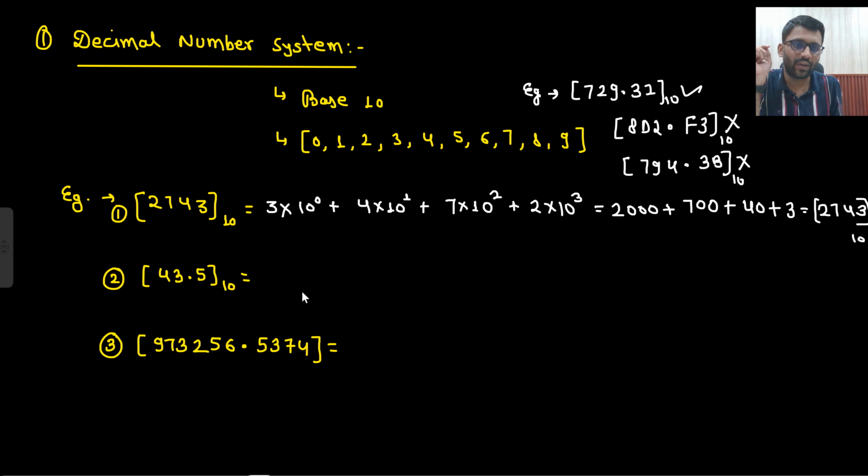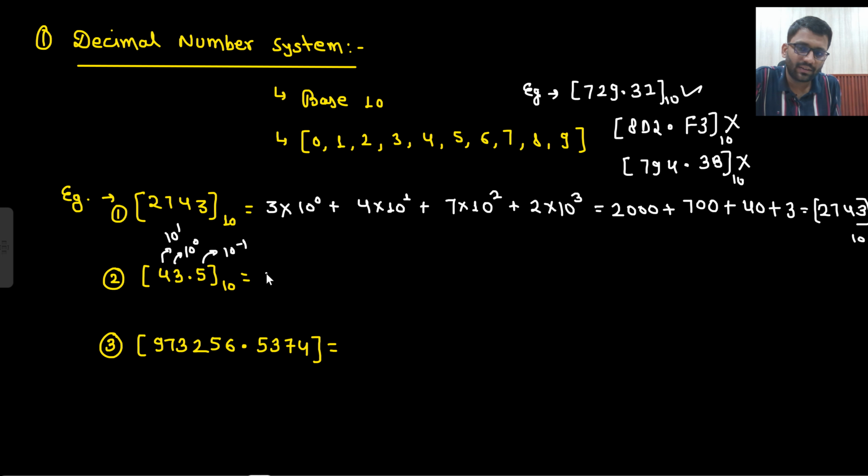Similarly, how will you write this? You will start from this point. What will be the decimal value of this one? That would be 10 to the power 0. What will be the decimal value of this one? That would be 10 to the power 1. What will be the decimal value of this? 10 to the power minus 1, right?